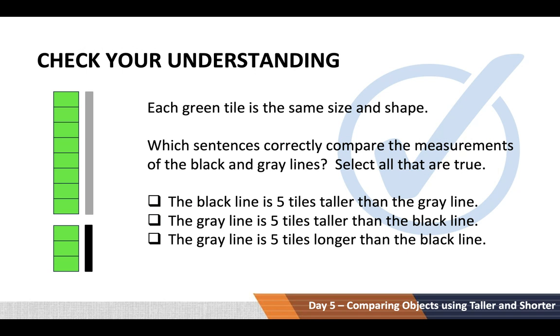Part 2 to the assignment, to check your understanding. Each green tile is the same size and shape. Which sentences correctly compare the measurements of the black and gray lines? Select all that are true. The first sentence says, the black line is 5 tiles taller than the gray line. The second sentence says, the gray line is 5 tiles taller than the black line. And the third statement says, the gray line is 5 tiles longer than the black line. So go ahead and answer those.